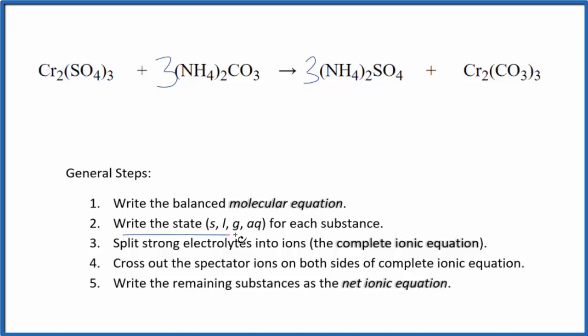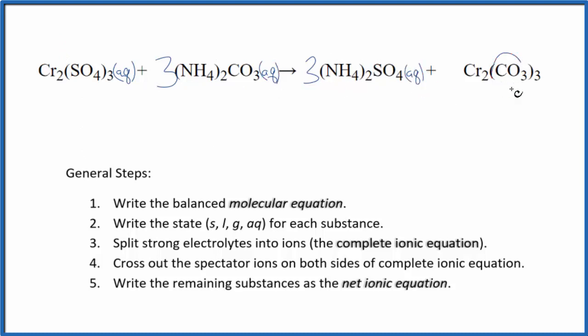Next, we write the state for each substance. If I look at sulfates, sulfates in general, they're soluble. So chromium sulfate is going to be a soluble compound. It'll dissolve, split apart into its ions. Ammonium compounds are very soluble. Put a little AQ. Ammonium sulfate, that'll be soluble.